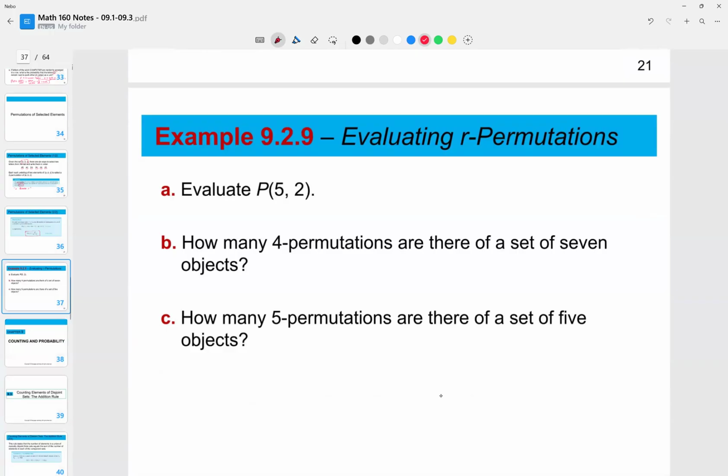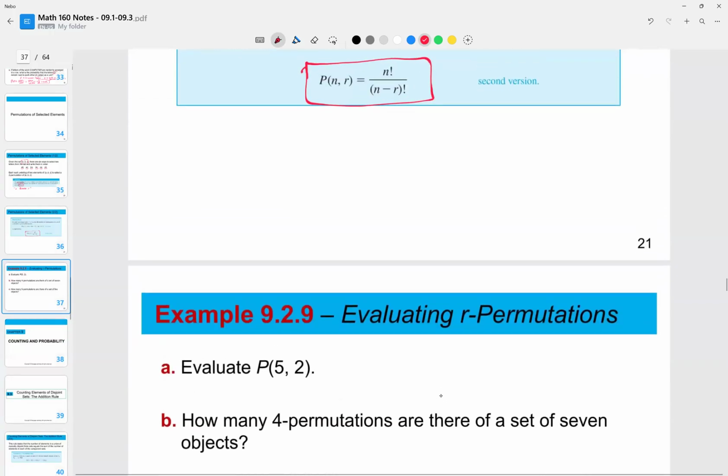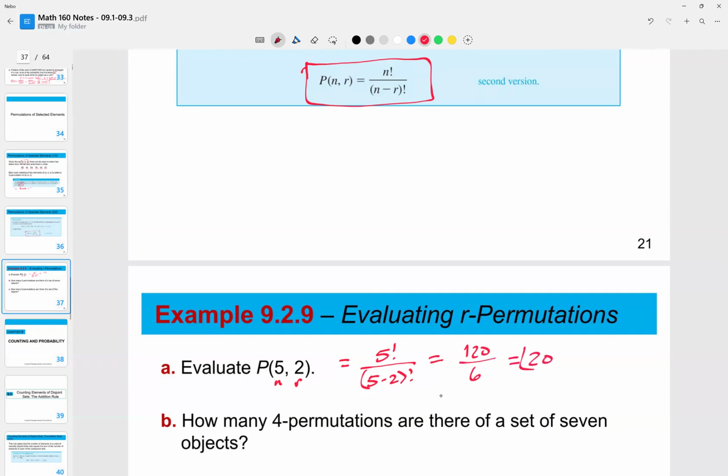So here, evaluate P(5,2). So that's 5 permute 2. Well, according to the formula, this is going to be my N, this is going to be my R. And so this is going to equal 5 factorial over (5 minus 2) factorial. Well, this is 120 over 3 factorial, which is 6. So 120 over 6, which is 20.